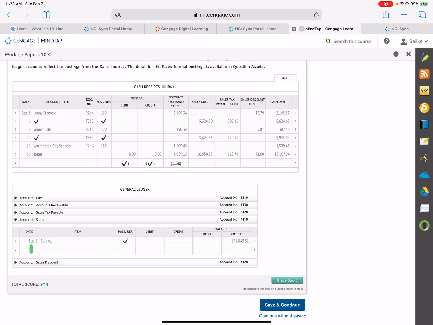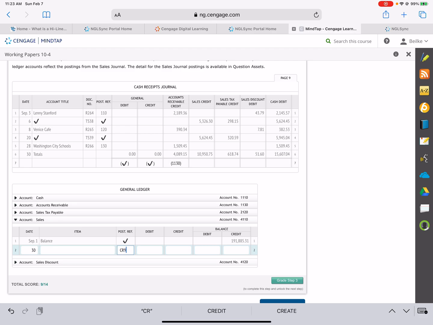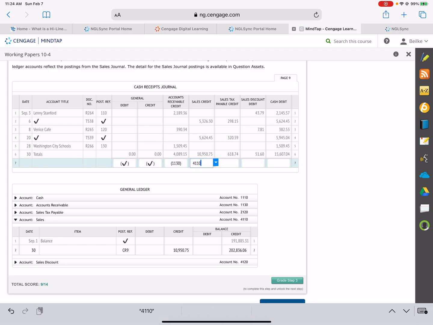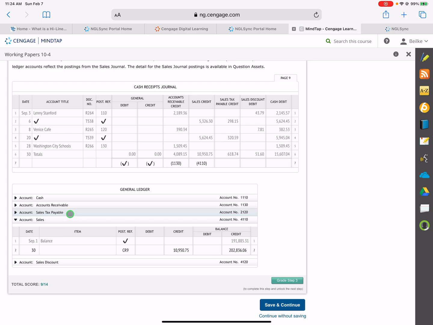Again, we'll go through our sales. The date is the 30th. CR9. It says sales credit, so we'll go to our credit, and we will put the amount of $10,950.75. We already have a credit, so we will add those together, and we come up with $202,836.06. And then our last step is 4110. I know you know how to do this, but we're going to continue on to sales tax.